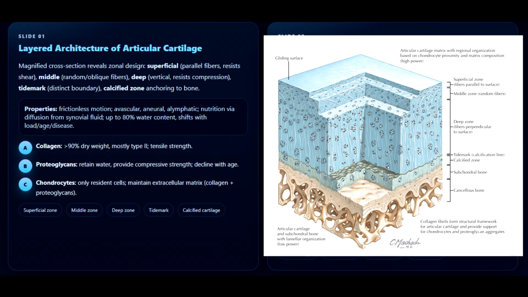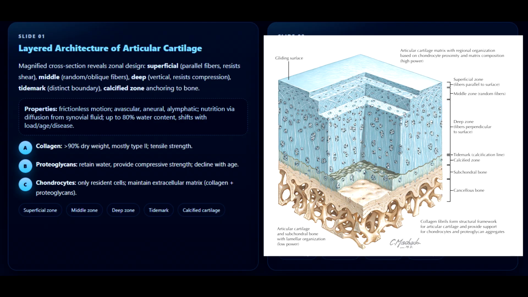Beneath it, we encounter the middle zone, a moderately sized region where the fibers are more random or oblique in their orientation, acting as a transition between shear resistance above and compression resistance below. The deep zone follows, where fibers are oriented vertically, perpendicular to the surface. This vertical alignment is crucial for resisting compressive forces, since it anchors the cartilage firmly toward the underlying bone.